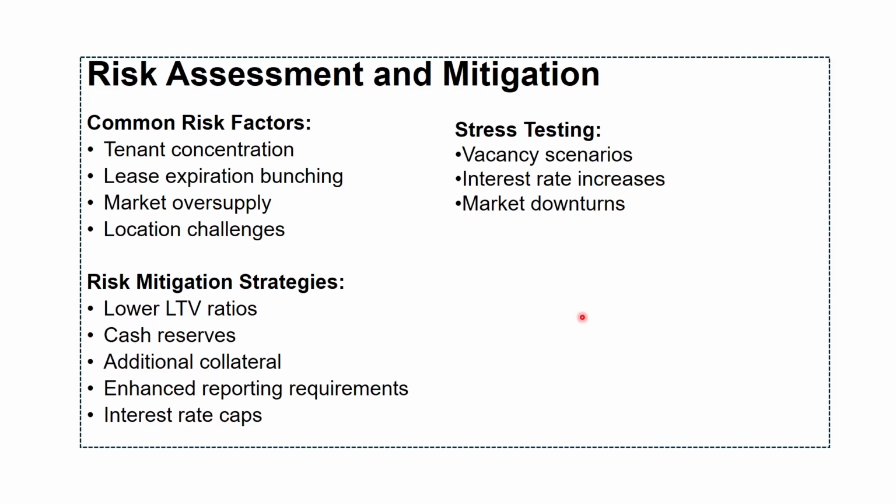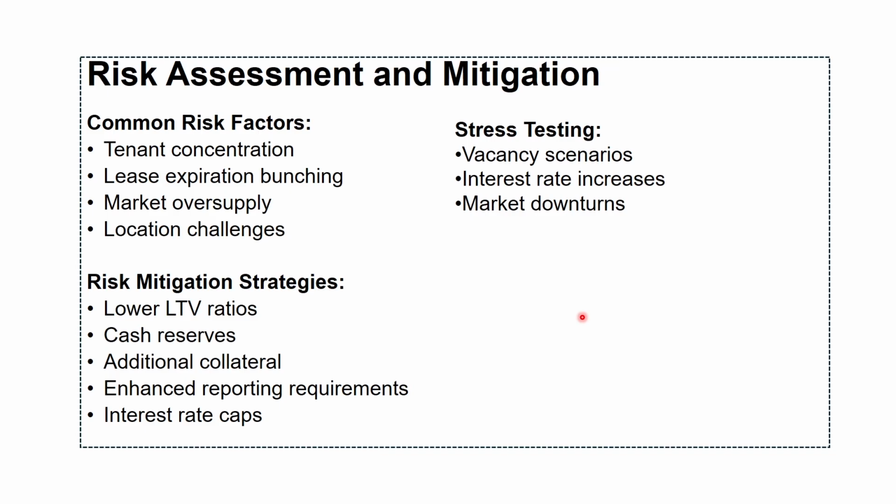Lower LTV ratios, cash reserves, additional collaterals. A lending institution can lower their LTV ratios, that is, reduce the amount of loan they are giving. We just saw that in the previous example. They may look for more cash reserves. They may go for additional collateral. They may demand enhanced reporting requirements, more reporting if they see some issues, and interest rate caps can also be there in such situations.